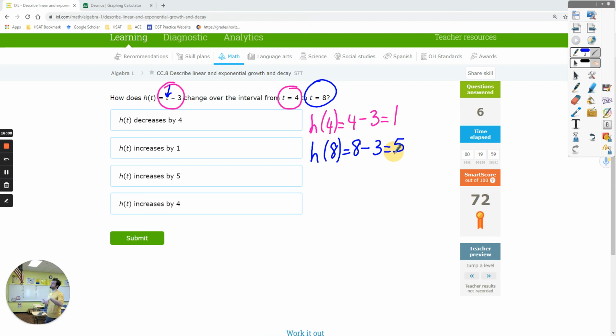So what is going on from the first one to the second one? Is it increasing or decreasing? I think it's obvious. From 1 to 5, it is increasing by 4. So that would be my answer. I don't want to see any word that says by a factor of, or by a percentage. I'm not looking for those numbers. I'm looking for increase by 4.